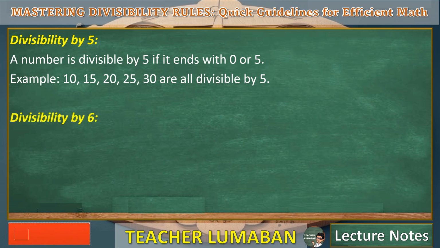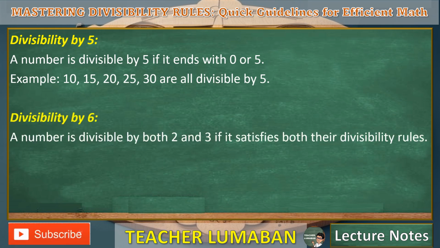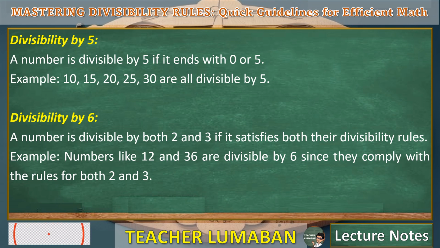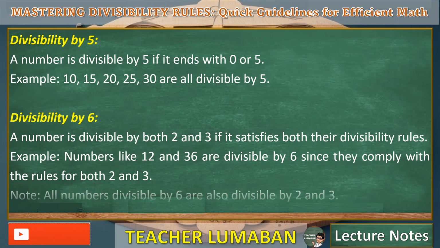Divisibility by 6. A number is divisible by 6 if it is divisible by both 2 and 3, that is, if it satisfies both their divisibility rules. Example, numbers like 12 and 36 are divisible by 6 since they comply with the rules for both 2 and 3. Note, all numbers divisible by 6 are also divisible by 2 and 3.